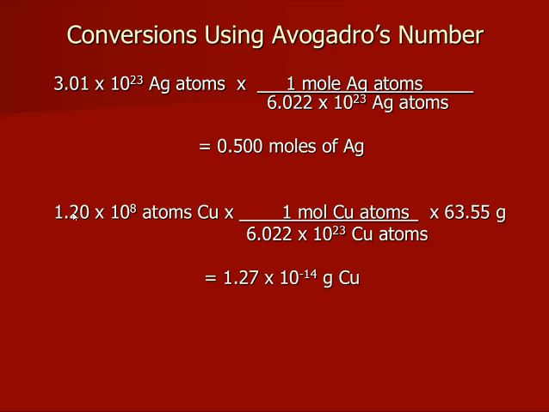Again, here's a second example. Different numbers, 1.20 times 10 to the 8th copper atoms. I want to find out how many grams that is. So I have the same conversion factor. Okay, atoms. I'm going to throw that on the denominator of this conversion factor, and moles on the numerator. Okay, so now my units will be in moles of copper. However, I don't want to be in moles for my answer. I want to be in grams. So what I'm going to do is I'm going to use the molar mass.